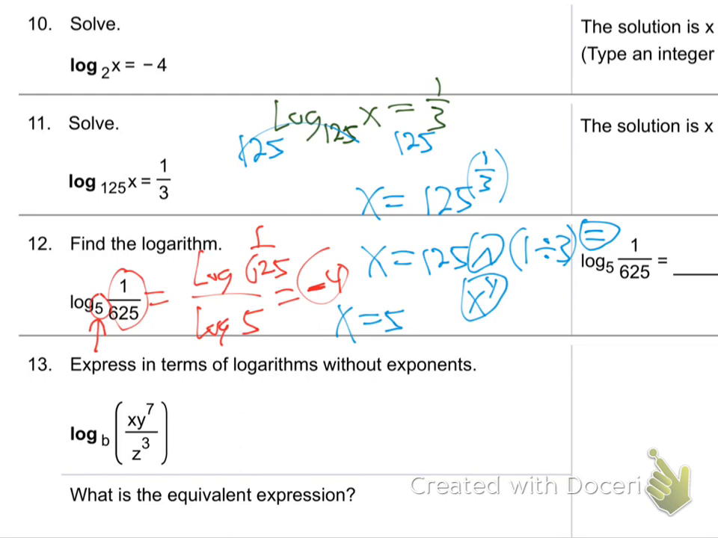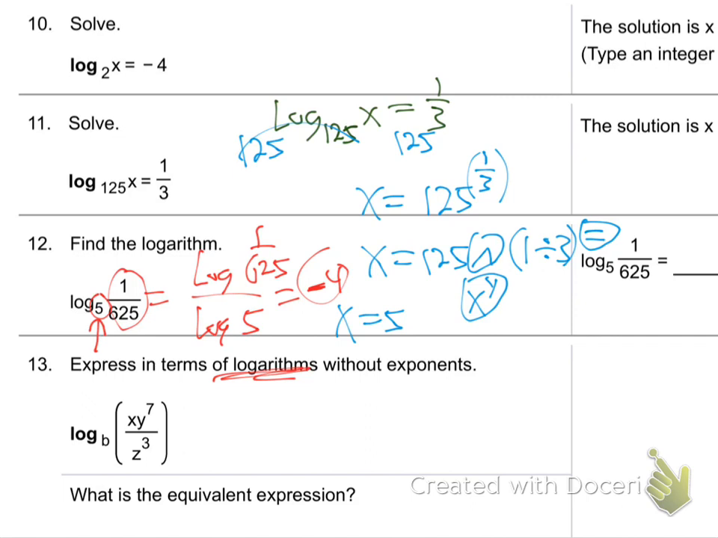Try number 13. They want you to write it as lots of logs. It'll be easier on the test because you'll see the 4 multiple choice answers, and what you'll see in the answers on number 13 is 3 different logs. And you go, oh, okay, they want me to break it into 3 different logs. So I'll just give you that information right now so it's like the test.